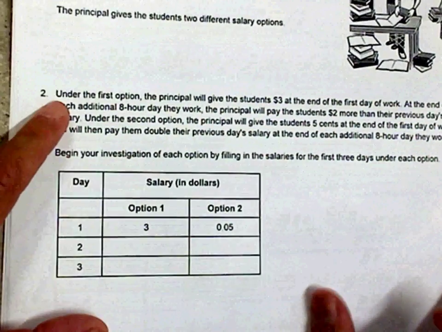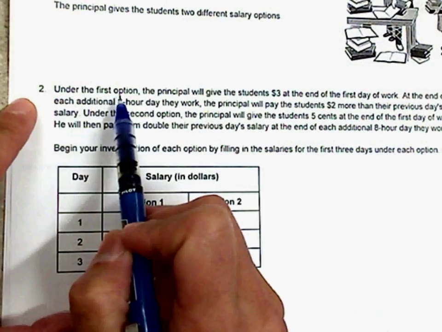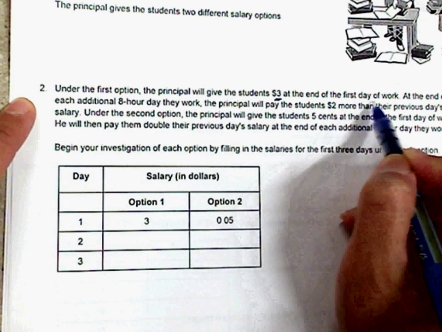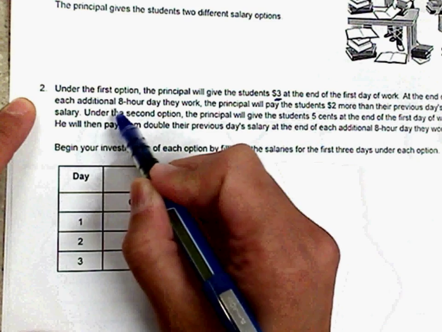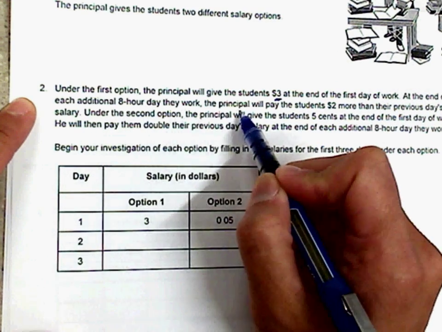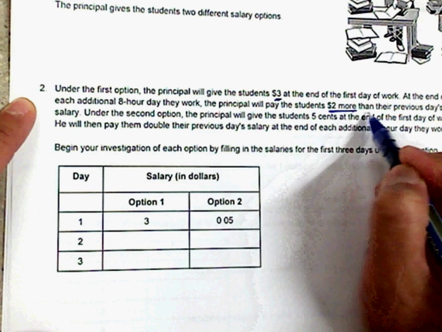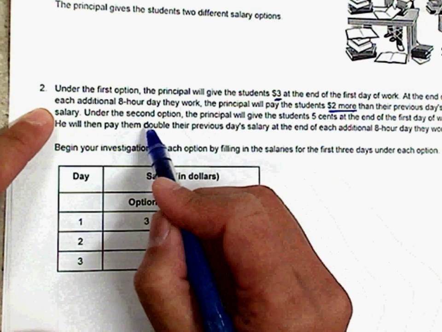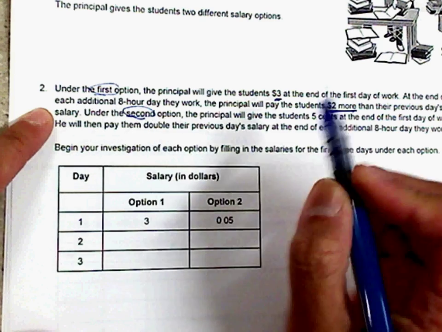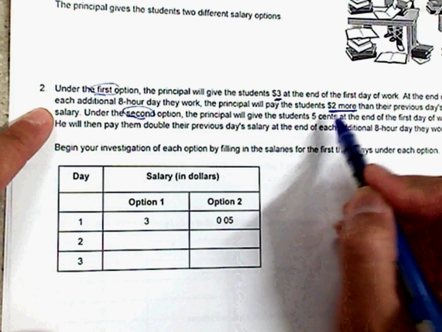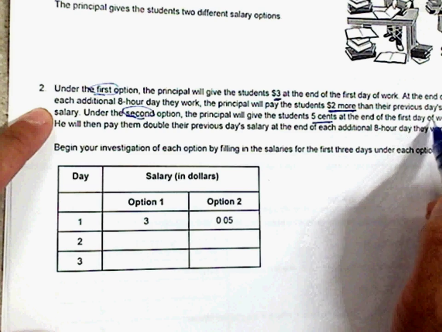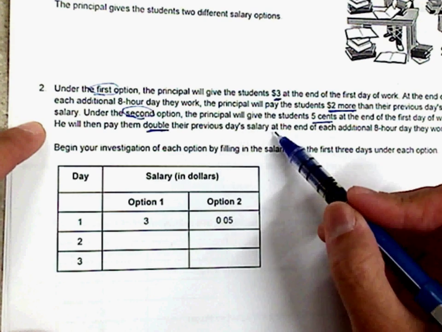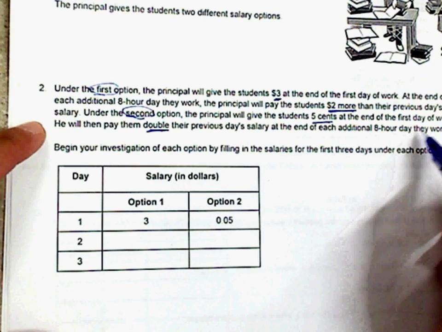Number 2. Under the first option, the principal will give the students $3 at the end of the first day of work. At the end of each additional 8-hour day they work, the principal will pay the students $2 more than their previous day's salary. Under the second option, the principal will give the students 5 cents at the end of the first day of work.